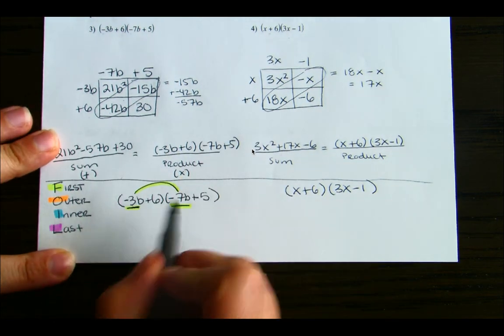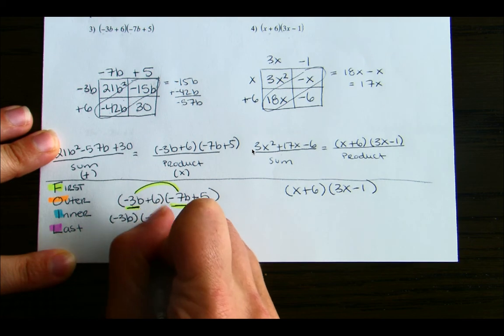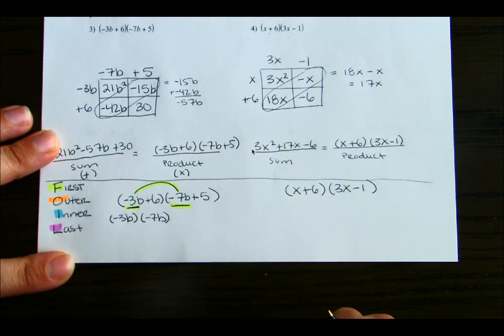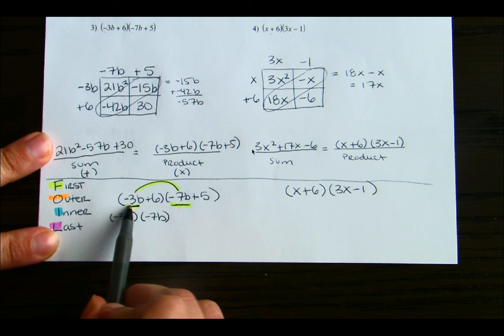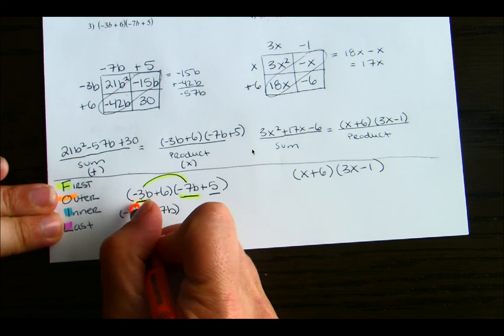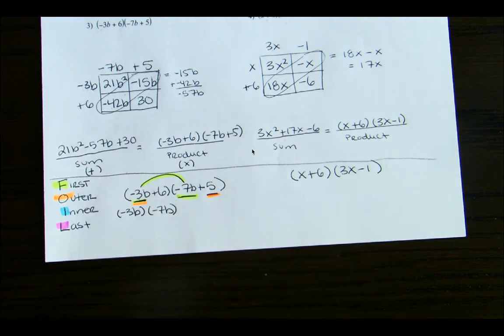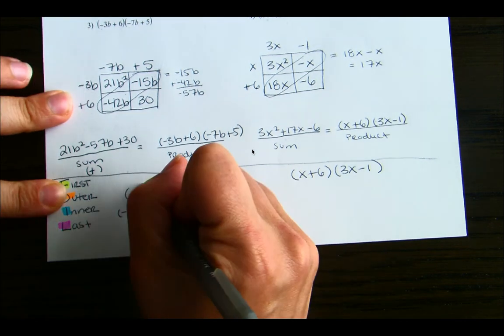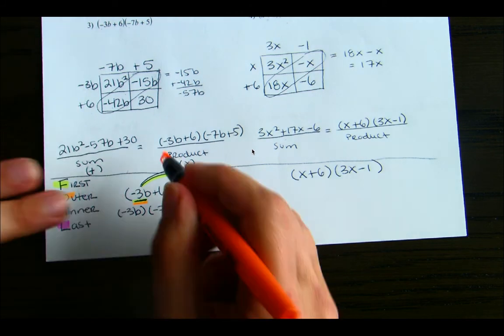So if I multiply these together, we have -3b times -7b. You don't have to write out everything. This is just to show you what I'm doing. So the next thing I'm going to do is outer. So my outer is -3b and 5. So this is my outer here and outer here. So I am distributing the -3b to the 5, like this.